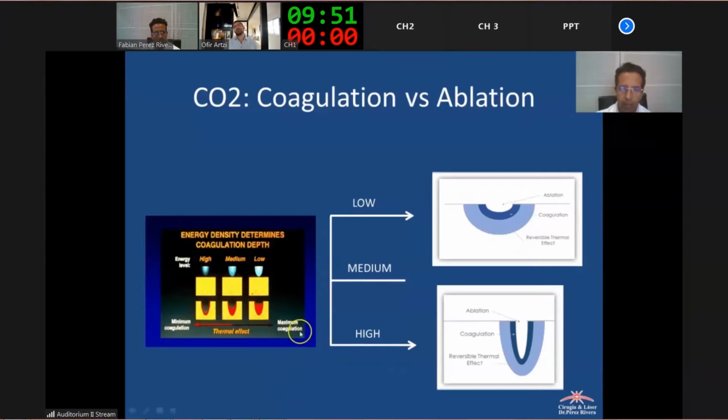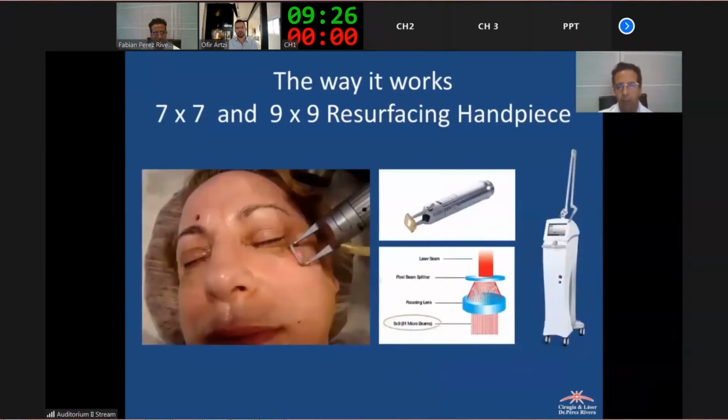In my device, I can choose the low parameter. Each one has a lot of coagulation effect and really low ablation effect. In the high parameter, I have the opposite, a lot of ablation effect and really low coagulation effect. And in the middle, we have the medium parameter with a combination of both actions.